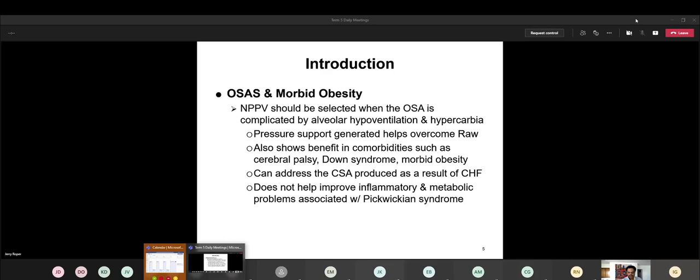Now, Pickwickian syndrome, if you haven't already talked about that or seen it before, this is just another way of saying morbid obesity or obesity hypoventilation syndrome, or what do they call it? And I'm just going to say this is pretty much morbid obesity based on whatever your BMI is.